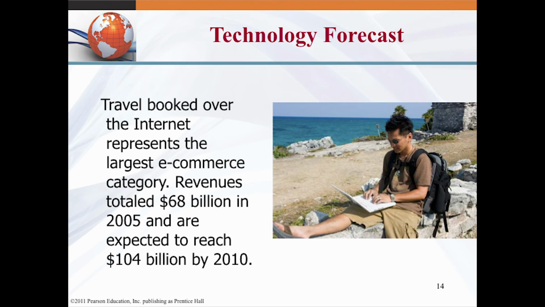Technology forecast. Travel booked over the internet represents the largest e-commerce category. Revenues totaled 68 billion in 2005 and reached over 104 billion by 2010. Over the years, people are buying property, using the internet to generate new kinds of currency, and many other things.